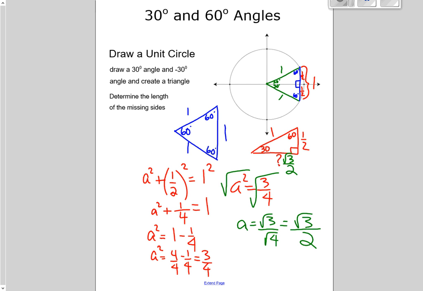So this is now my special triangle. It's my 30, 60, 90 triangle that has side lengths of root 3 over 2, 1/2, and a hypotenuse of 1. There's another way, though, that we can figure out these special angles. So let's take a look at that.